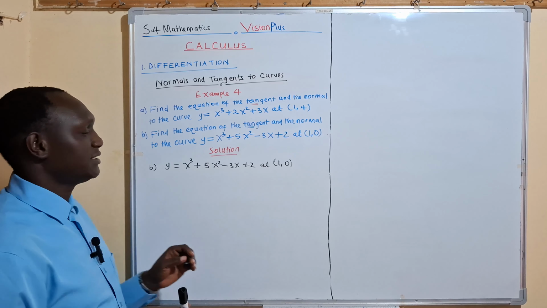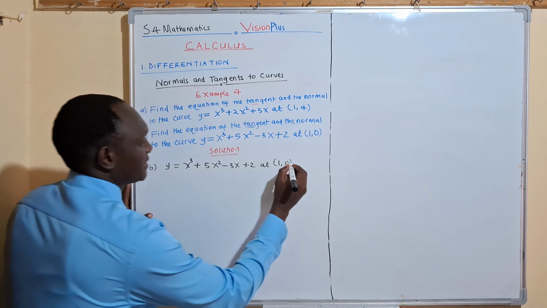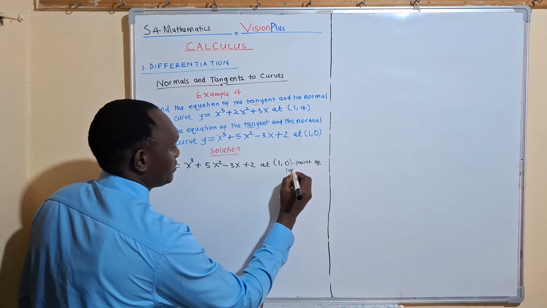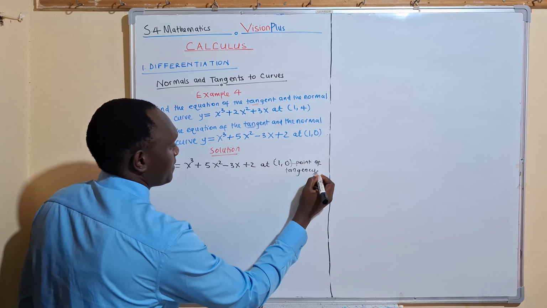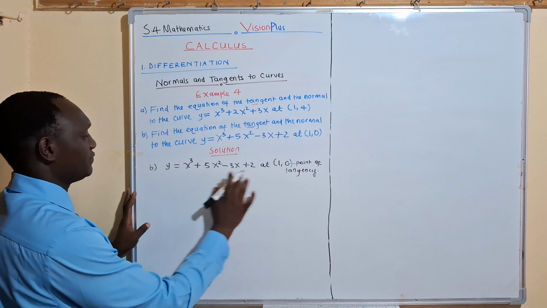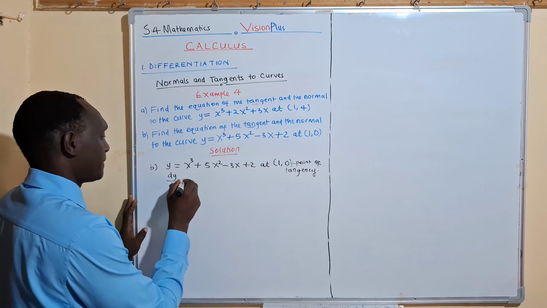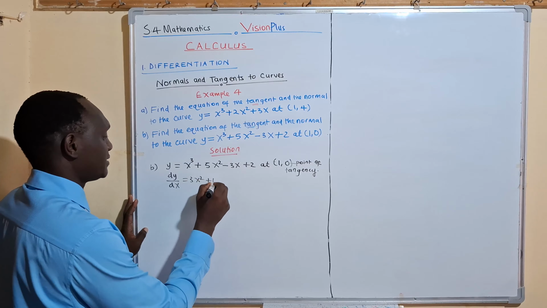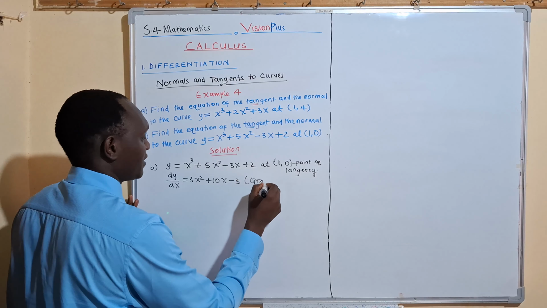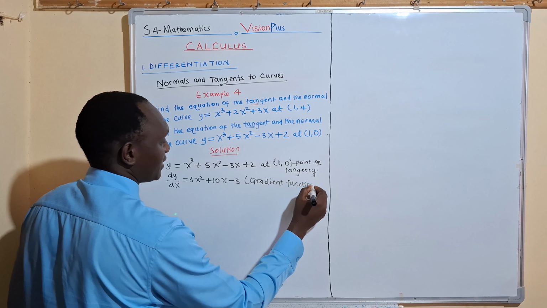To find the equation of the tangent, we need the gradient of the tangent. The gradient of the tangent at the point of tangency is the same as the gradient of the curve at that point. So let us get the gradient of the curve. For us to get the gradient of the curve, we need the gradient function. So we differentiate the given function of the curve. Therefore, dy/dx becomes 3x squared plus 10x minus 3. This is the gradient function of the curve. This is the function that gives us the gradient of the curve at any point.